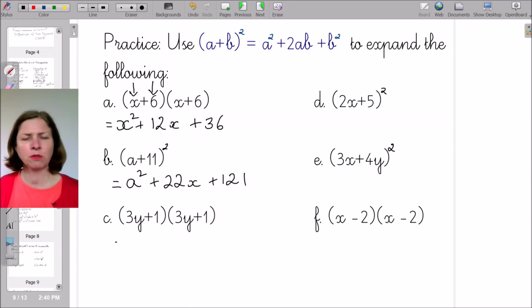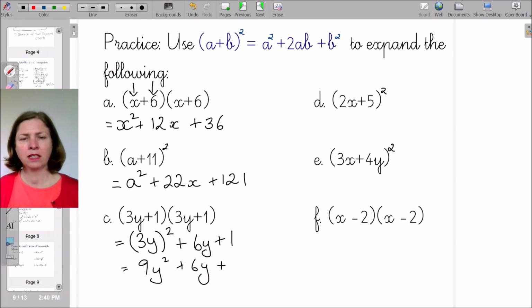So let's try the next one. I'm going to square the first term. Now be careful, this is not 3y squared. This is 3y all squared. Then 3y times 1 gives me 3y, then double it gives me 6y. And finally I add the 1 squared, so that gives me 9y squared plus 6y plus 1. Let's look at this one.